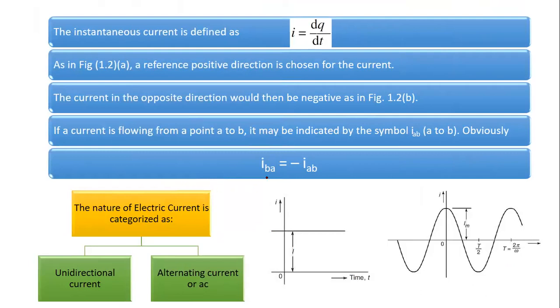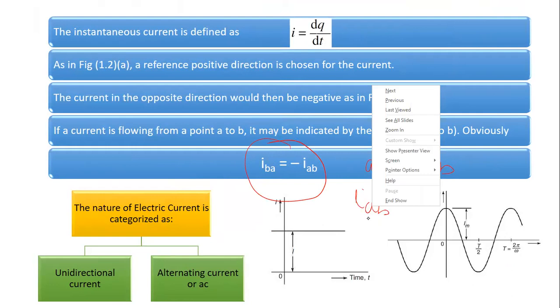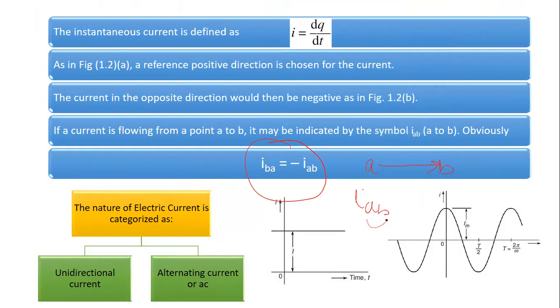Again the current is continued here. How to represent the direction of current? Let us say there are 2 points A and B. If the current is flowing from A to B, I will write I_AB, so it is A to B. And if the current is flowing from B to A, I will write I_BA.